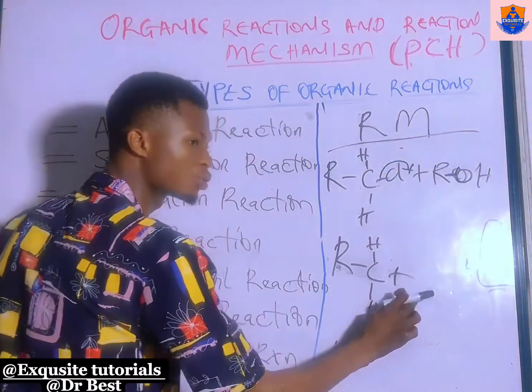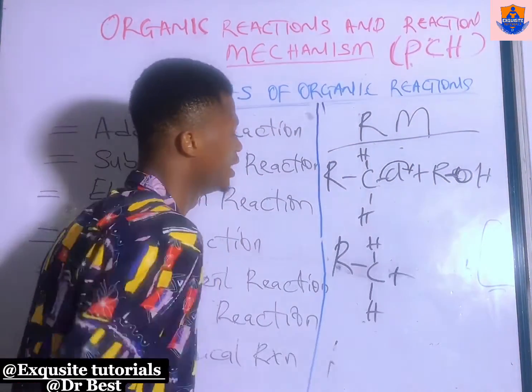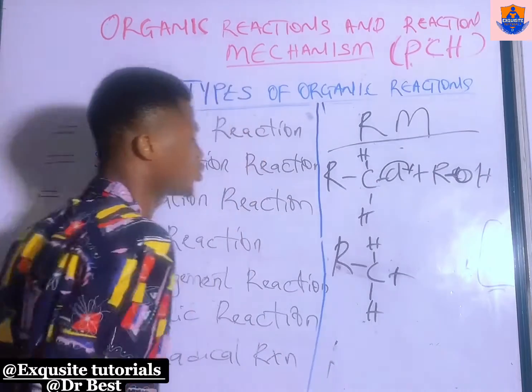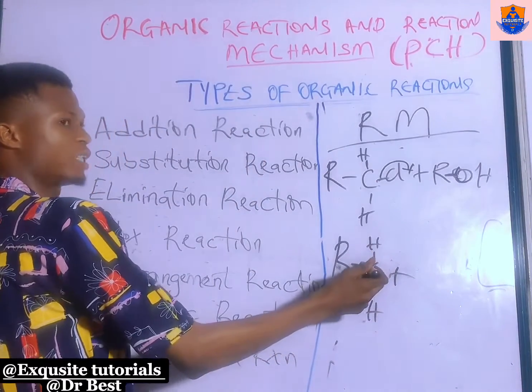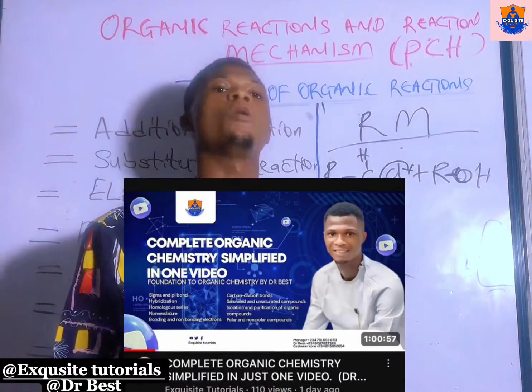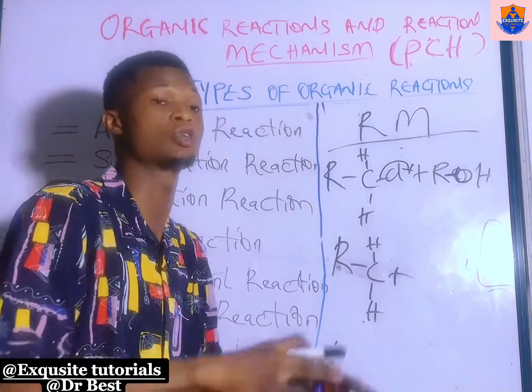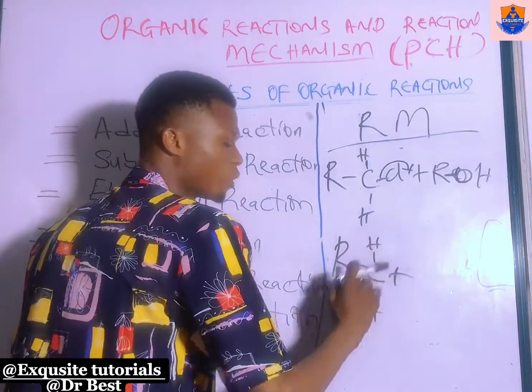This is an electron deficient center, because the electrons that formed this bond here have left. So now, this carbon is short of electrons. Remember, carbon forms 4 bonds. There's a video I made on complete organic chemistry. If you don't understand the basics of organic chemistry, go back and watch that video. You're going to understand what I mean here.